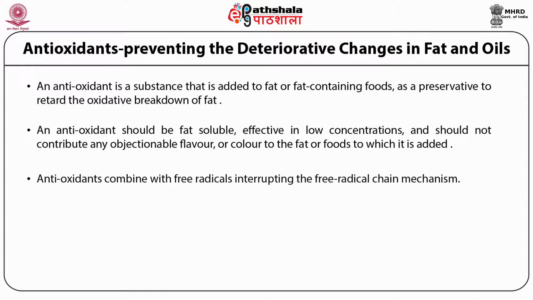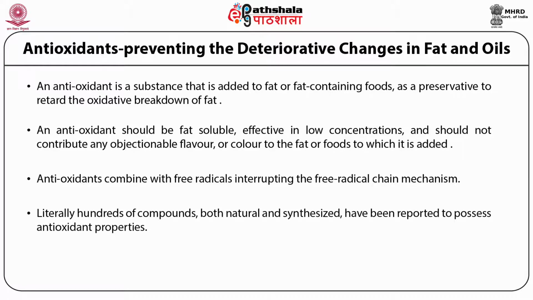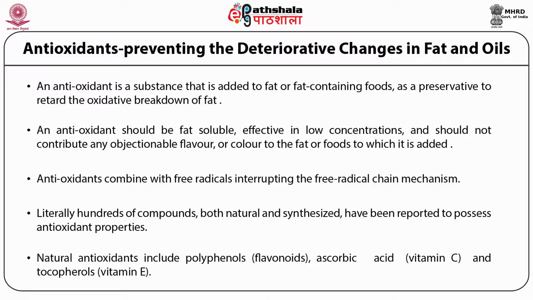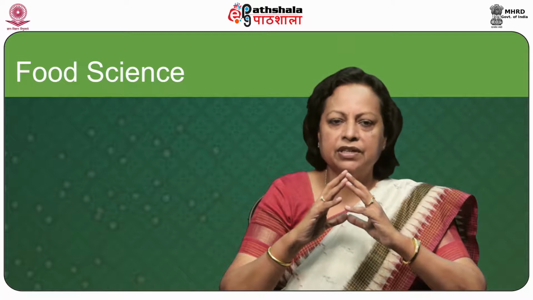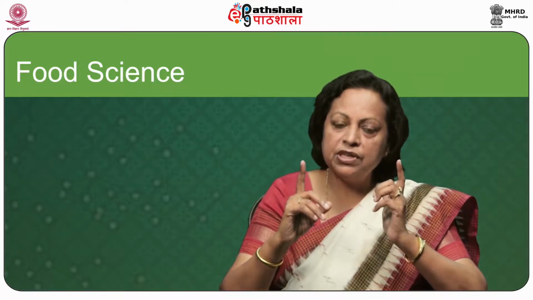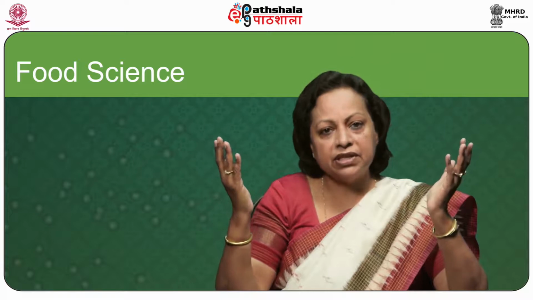Antioxidants combine with free radicals, interrupting the free radical chain mechanism. Literally, hundreds of compounds, both natural and synthesized, have been reported to possess antioxidant properties. Natural antioxidants include polyphenols like flavonoids, ascorbic acid, that is vitamin C, and tocopherols, that is vitamin E. The natural antioxidants tend to be short-lived, so synthetic antioxidants are used when a longer shelf life is preferred.